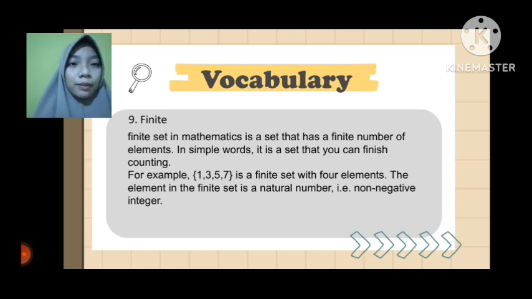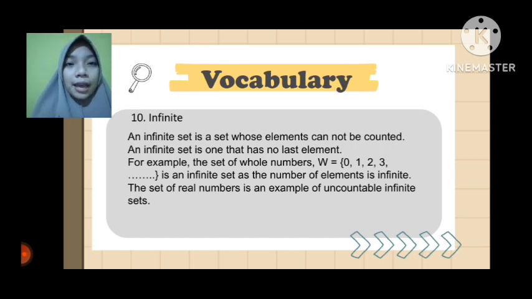9. Finite. A finite set in mathematics is a set that has a finite number of elements. In simple words, it is a set that you can finish counting. For example, 1, 3, 5, 7 is a finite set with 4 elements. The elements in a finite set are natural numbers, non-negative integers. In Indonesia, we can say finite is himpunan bilangan yang mana anggotanya bisa kita hitung.